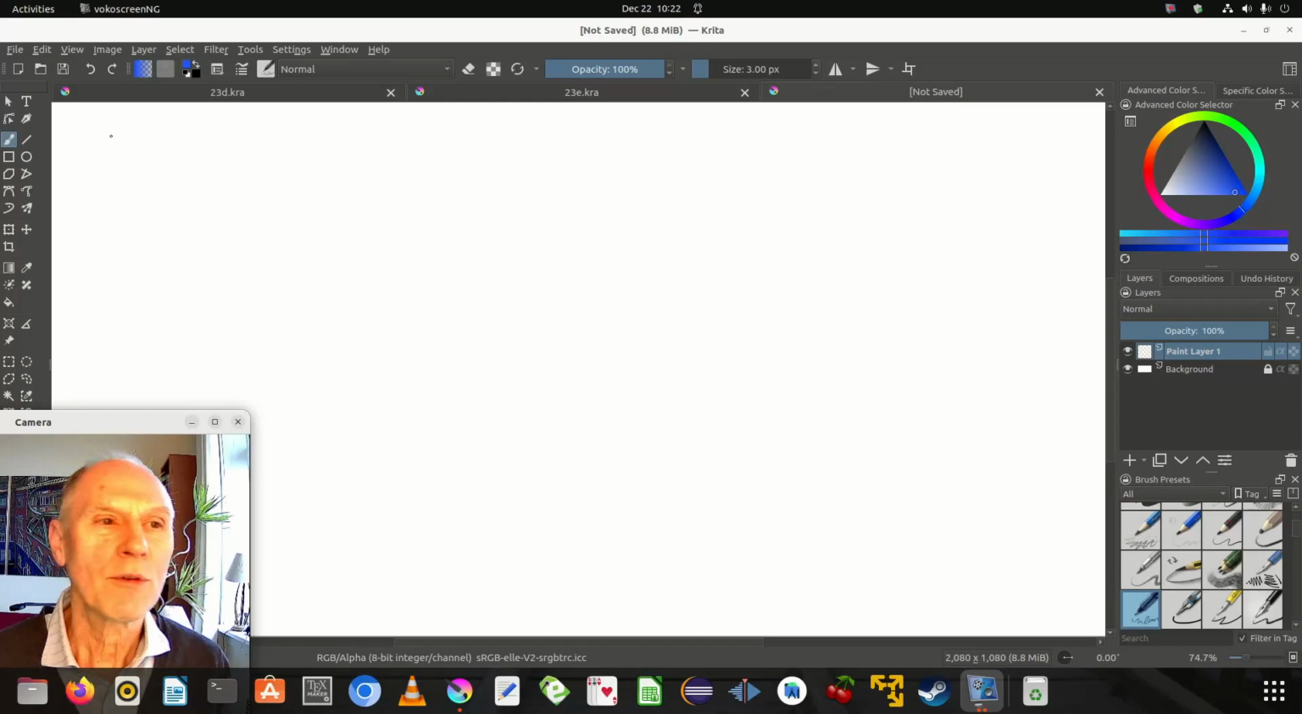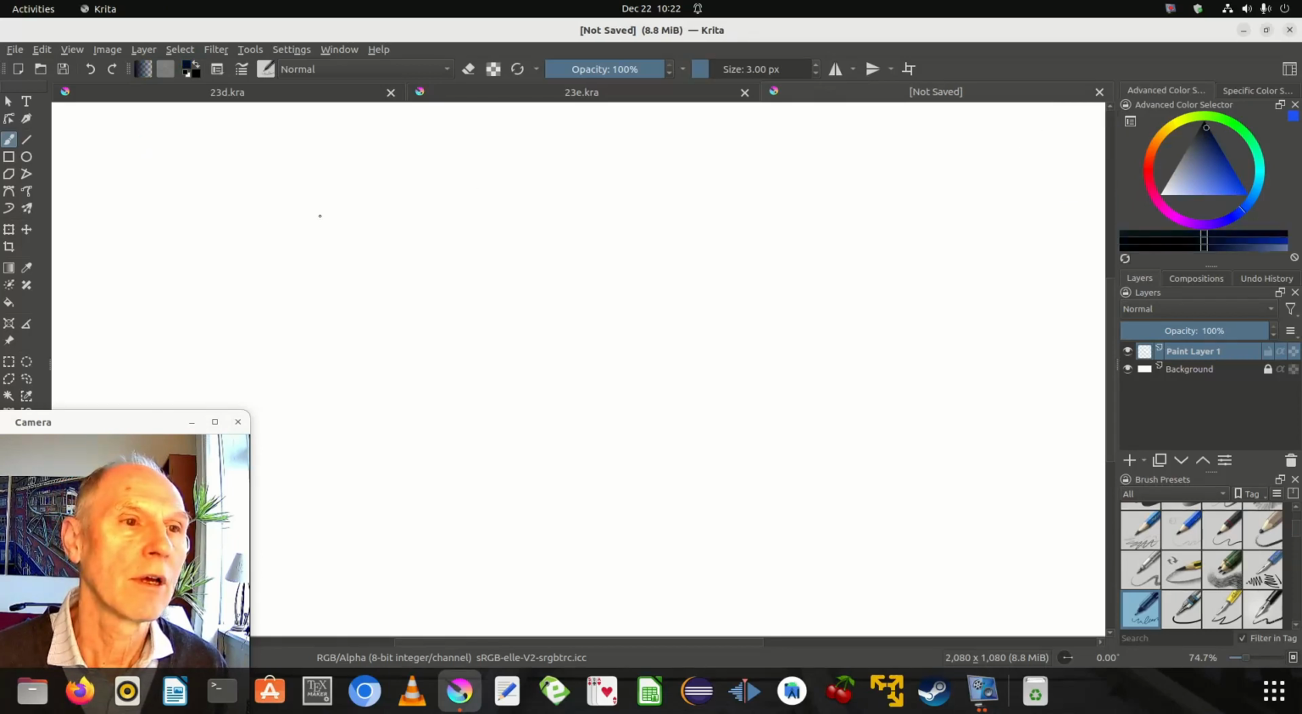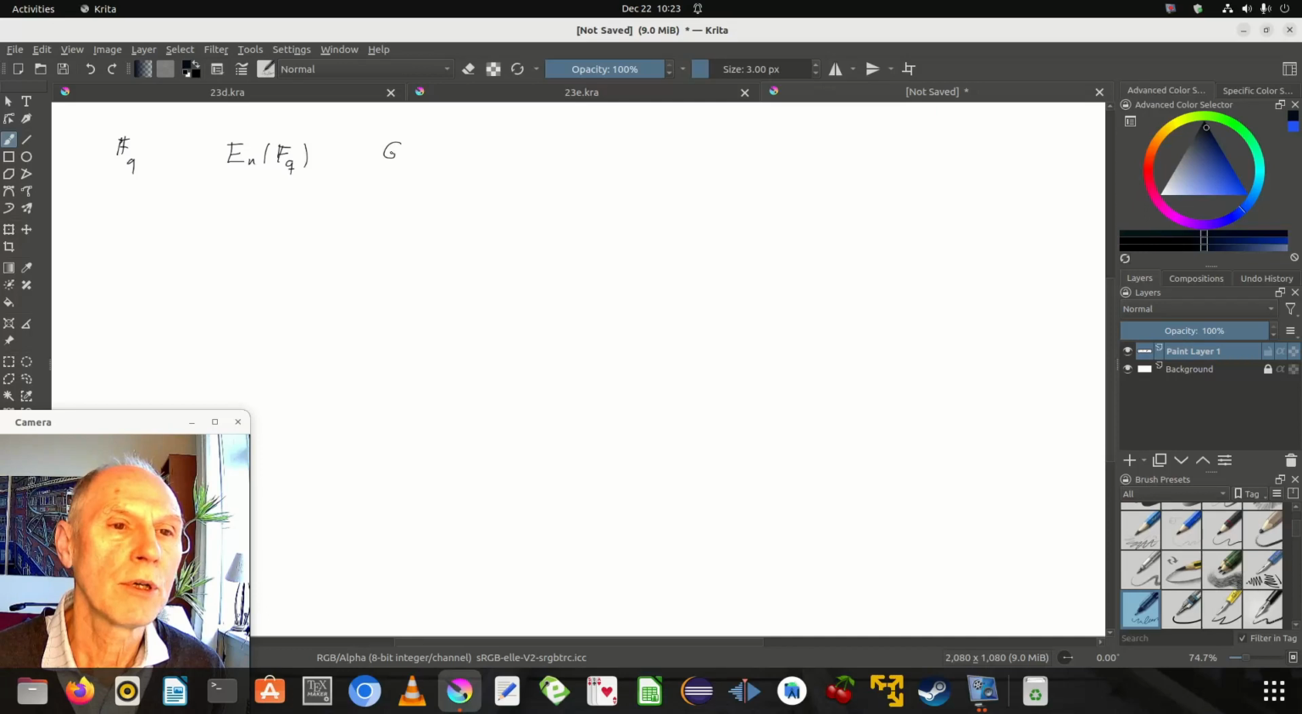I've thought a little more about the structure we have. We are in some base field, FQ, and then we have the group EN over FQ. And in that we have a subgroup of the elements of order 5, called order L.